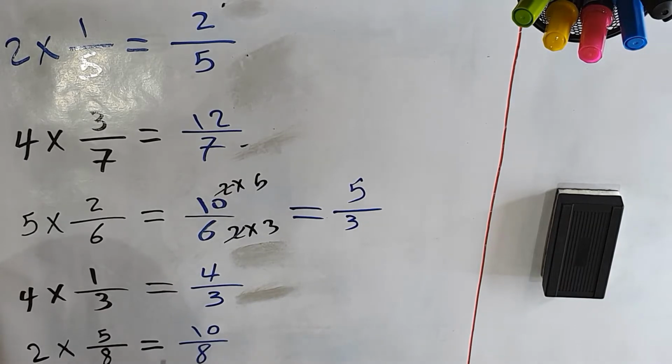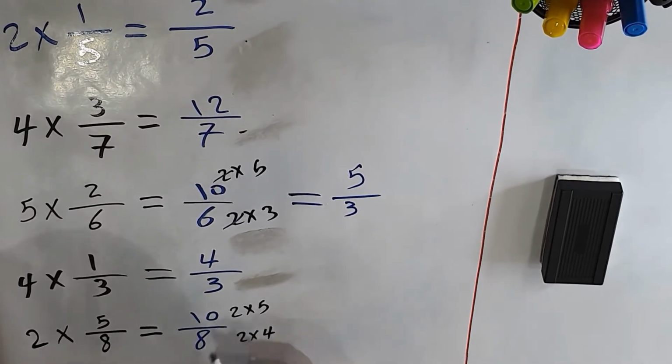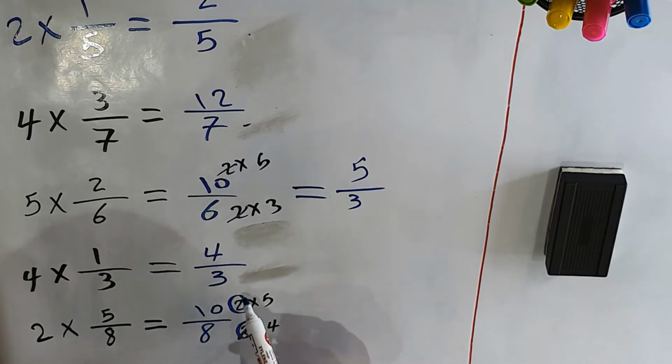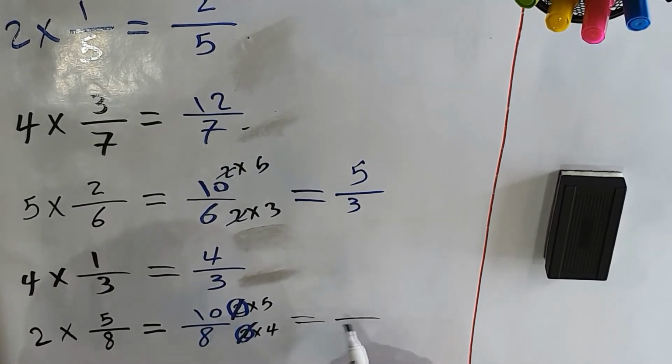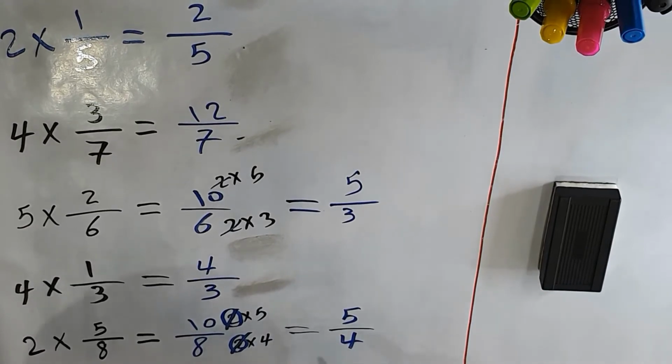What about 10 and 8? Okay, 10 we can expand like 2 times 5 and 8 like 2 times 4. We have a common number 2 up and 2 down, then remove it. And the remainder up is what? Is 5 and the remainder down is 4.